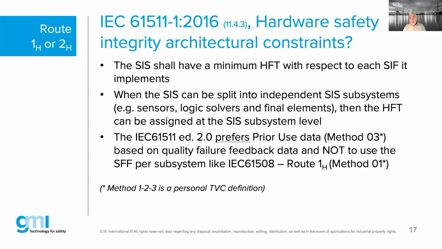The 61511 today has a simplified table based on the theory that the end user has good quality feedback data. So this is not based on the data that the vendor like GMI will provide you, that is based on your own failure data. Because that's the whole idea about collecting field data from your own installation, with your own experience, with your own proof test, etc. Now, the 61511 prefers what they call prior use data, which is this quality feedback data coming from your own field, and not to use the safe failure fraction as per a subsystem like Route 1H.